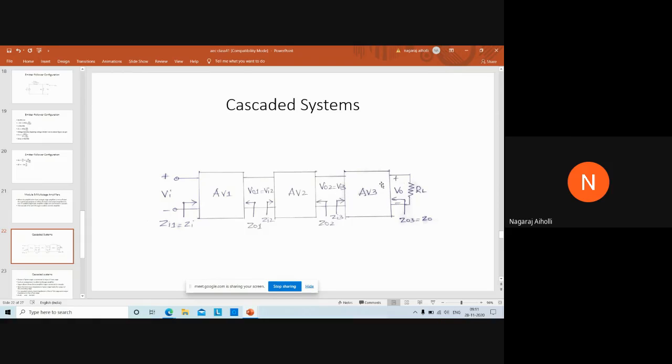Then the final output, if it consists of only 3 stages, is a 3-stage amplifier with 3 amplifier circuits. The final output, taken as V0 connected to the load resistance RL, has an output impedance that we are considering as Z03, the final output impedance. This is our cascaded system, just a simple cascaded system consisting of 3 stages.